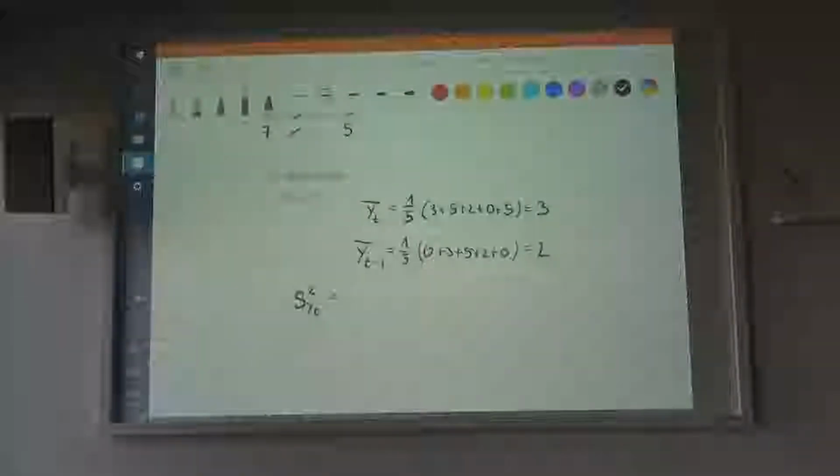Now the variance of the dependent variable here again, this is the mean of the squares minus the square of the mean. Okay, so this is going to be equal to, and then you have the mean of the squares. This is going to be equal to 1 over 5 times the sum of the squares of 3 squared plus 5 squared plus 2 squared plus 0 squared plus 5 squared. So this is the mean of the squares minus the square of the mean. So that's going to be the variance of the dependent variable.